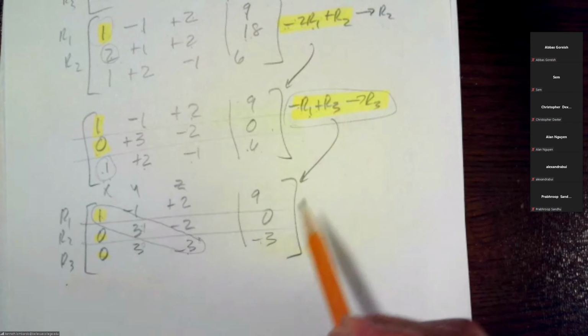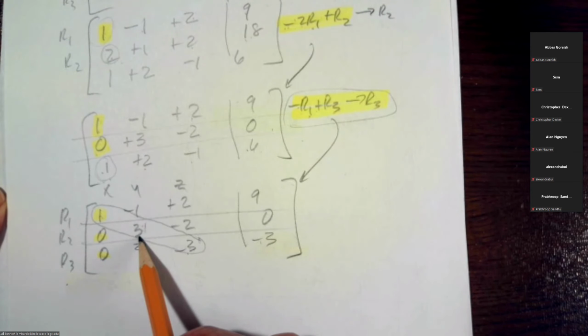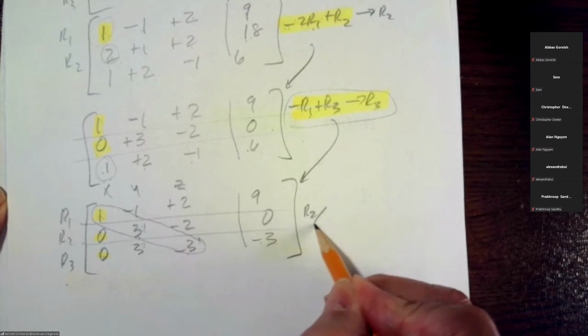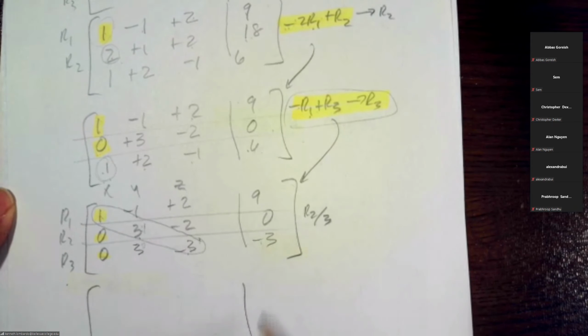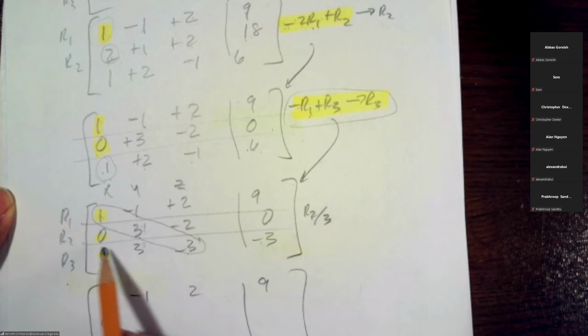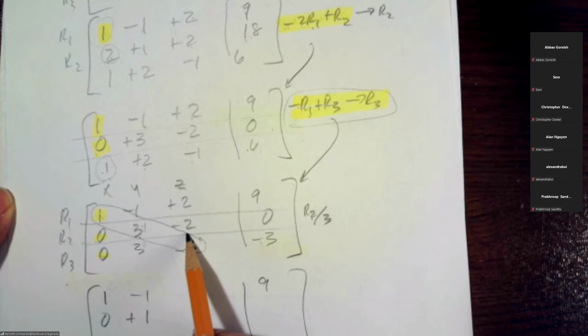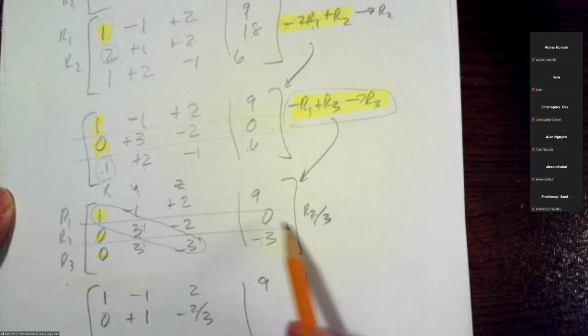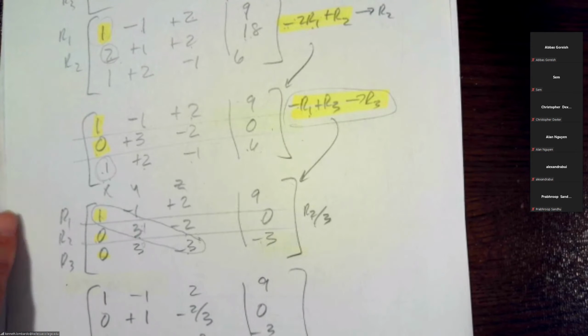All right, let's say we take row 2 and divide it by 3. So row 2 over 3. See what I'm going to get here. 1, -1, 2, 9. Row 2 over 3, that's going to give me 0. 3 over 3 is a 1. Negative 2 over 3 is a negative 2 over 3. 0 over 3 is a 0. And we didn't do anything to this last row. Plus 3, minus 3, minus 3.